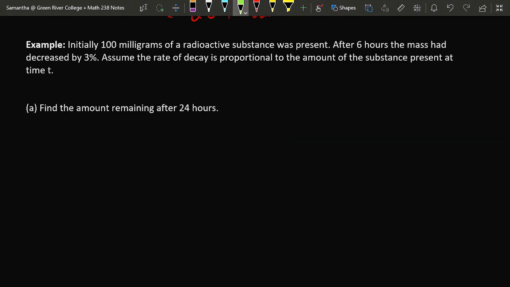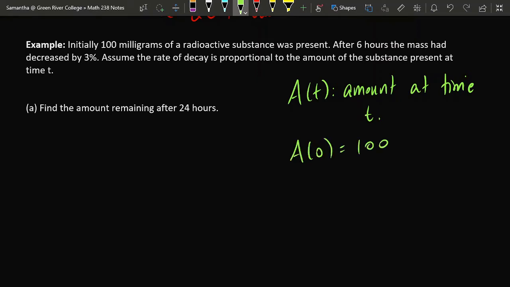Let's do something similar with the second example, which is concerned not with population growth, not with exponential growth, but with radioactive decay, exponential decay. Initially we have 100 milligrams of some radioactive substance. If I call A of t the amount at time t, what they just said to me was that A of 0, the initial amount, was equal to 100 milligrams.